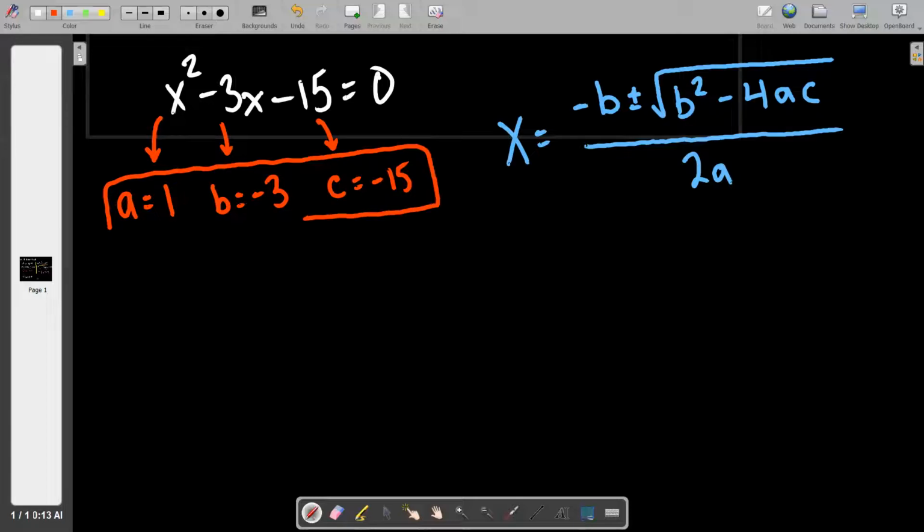Someone who's good at the quadratic formula will always write these numbers down. So you, as always, when I teach things, have the choice to take my advice to heart or to just say no. So my advice is you should always write down what a is, what b is, and what c is.